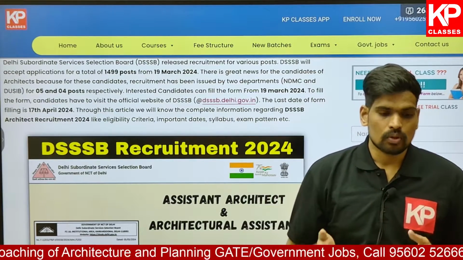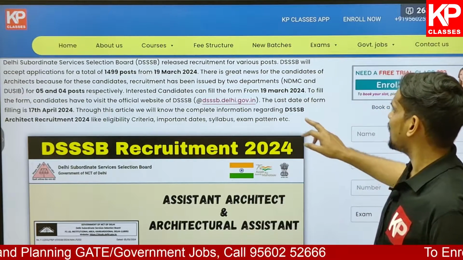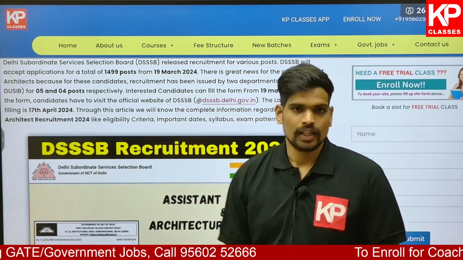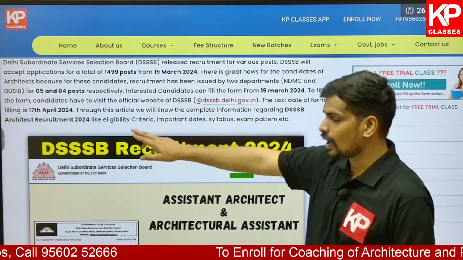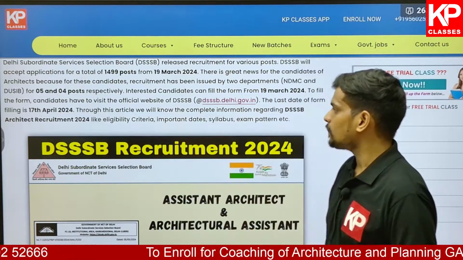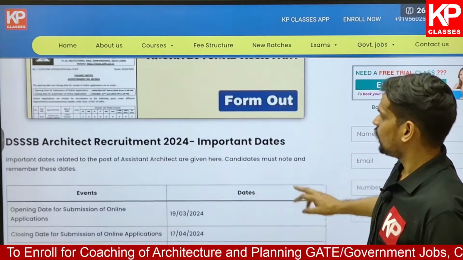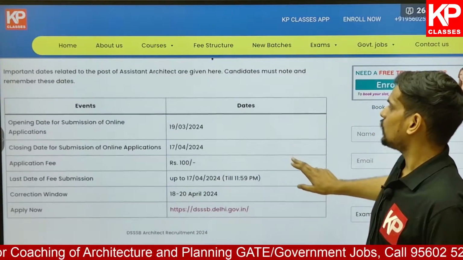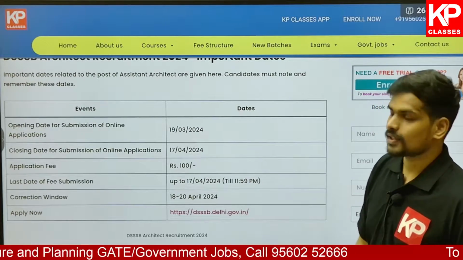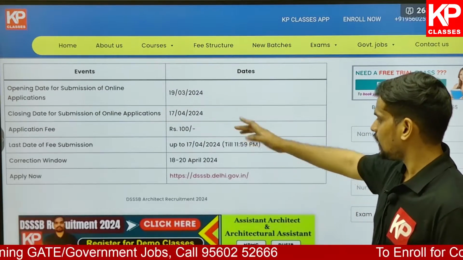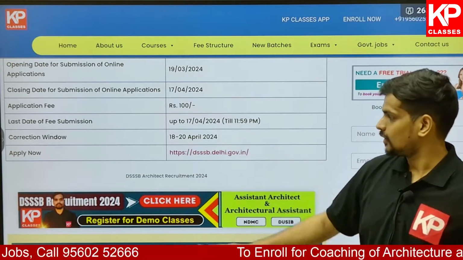The application portal is already live from 19th of March of this year. The last date to complete the application is 17th of April. So you still have good enough time, but you can finish the application at the earliest if you are meeting the eligibility criteria for the post. 17th April is going to be the last date for the application. The application form is already out, you can fill it. As far as the important dates are concerned, the start is 19th of March and the last day for application is 17th of April of 2024. The application fee is 100 rupees, and there is a correction window also provided within which you can make any necessary corrections.